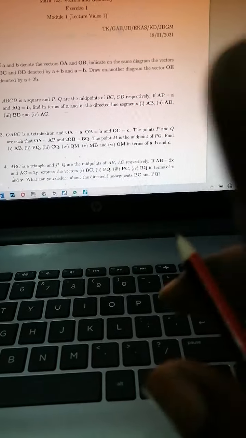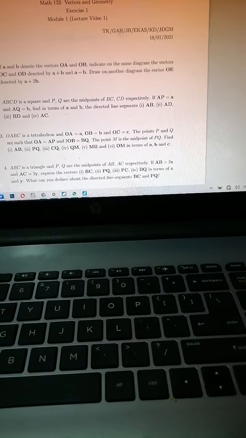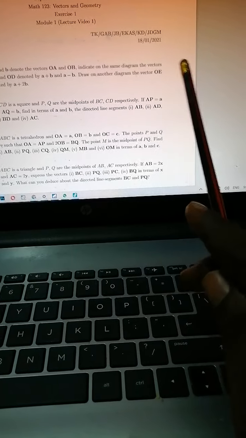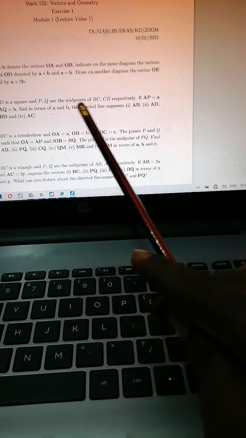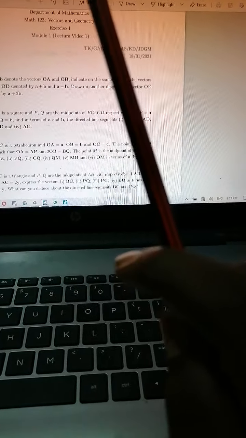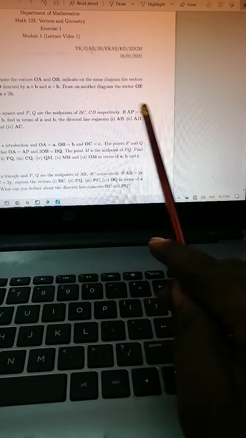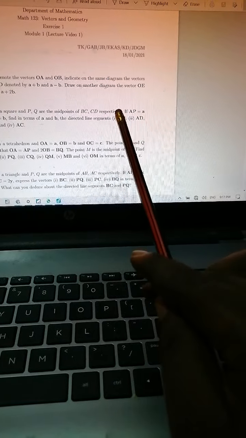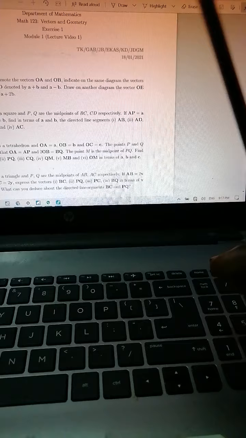Now they're saying find, in terms of A and B, the directed line segments in the same way. What it means is that we are finding the vectors AB, AD, BD, and CD in terms of position vectors A and B. That's what the question is asking you to do. So the question is giving you 3 resources: a square, midpoints, and this conditional statement, that AP is equal to A and AQ is equal to B. You're supposed to use these 3 keys to find the vectors AB, AD, BD, and AC. Okay, so let's get to it.